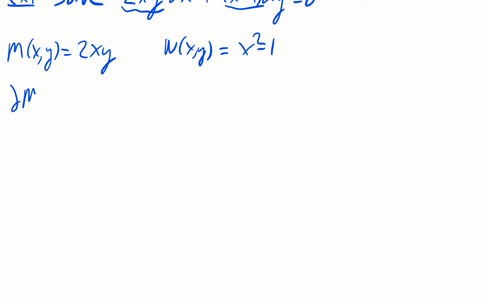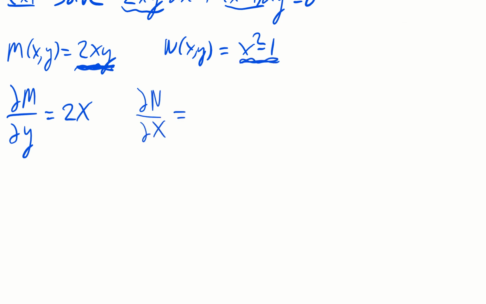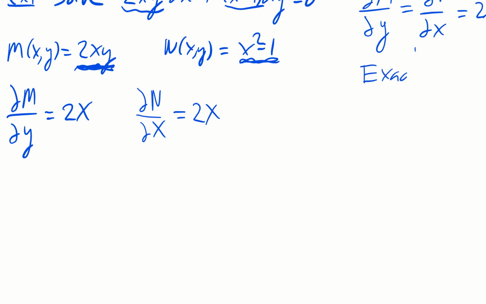Then what we want to check is the partial of m with respect to y. If I differentiate this expression with respect to y, holding x constant, we would simply get 2x times 1, or 2x. We would then need to take the partial of n with respect to x. If I differentiate this function with respect to x, we get 2x. What that tells us is that these two partials are equal to each other. The partial of m with respect to y is equal to the partial of n with respect to x. They were both equal to 2x, which means that this is going to be an exact differential.